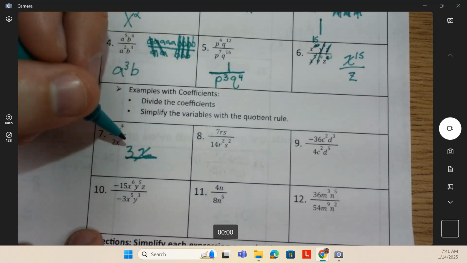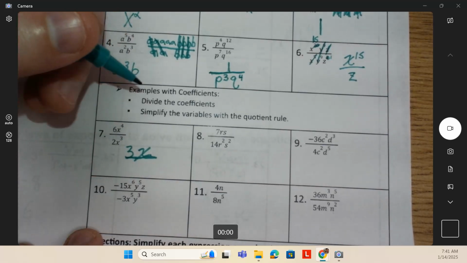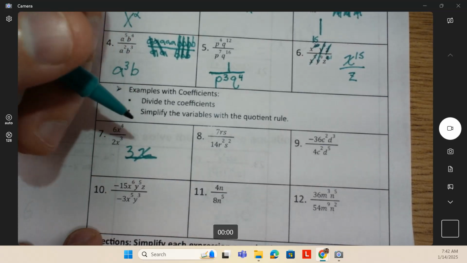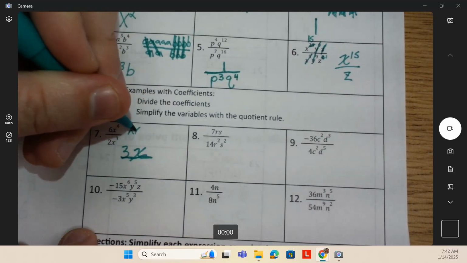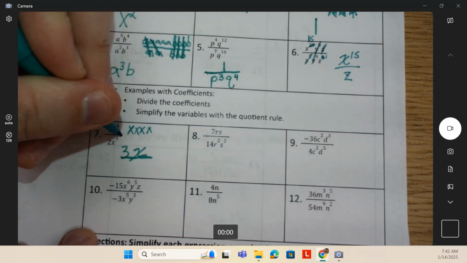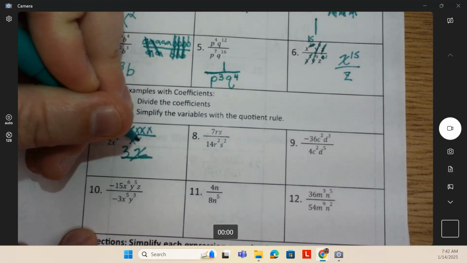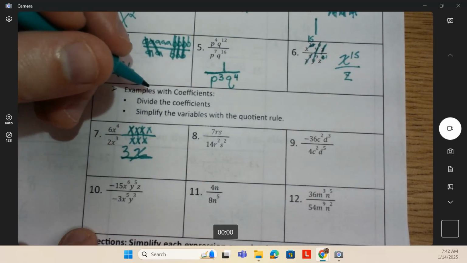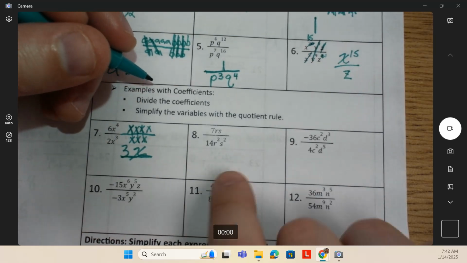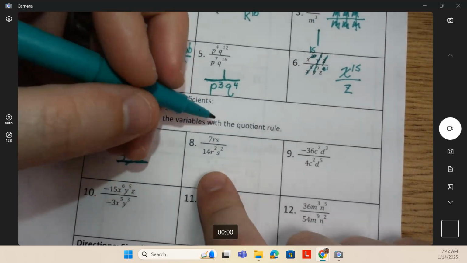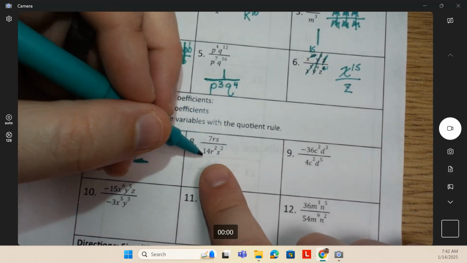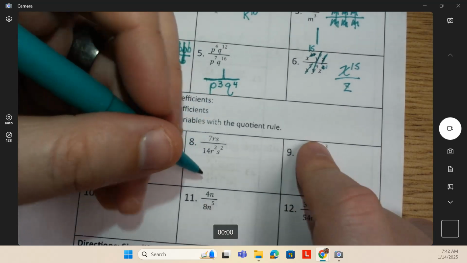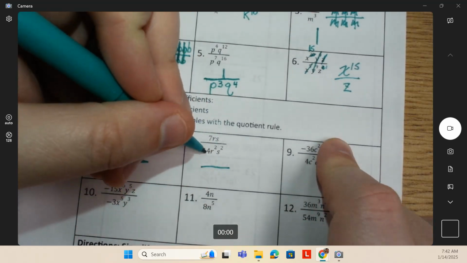And so there's nothing on the bottom. I could put a 1 down there, or I just leave it like it is. Either way. This one also works if 4x is on top, 3x is on bottom, 3 of them cancel out, and there's 1 left. Number 8 kind of works out the opposite way. Since 14 is the bigger number, if I do 14 divided by 7, that'd be 2. And so the larger number was on bottom.